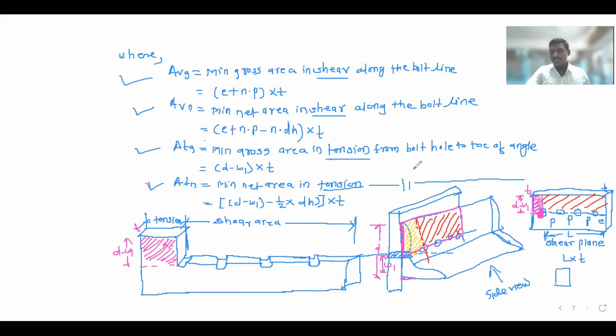And this is your tension area like this. I have shown here. This is D minus W1. This is T. This is tension zone. And here half bolt is there. Okay, so we will stop here today.